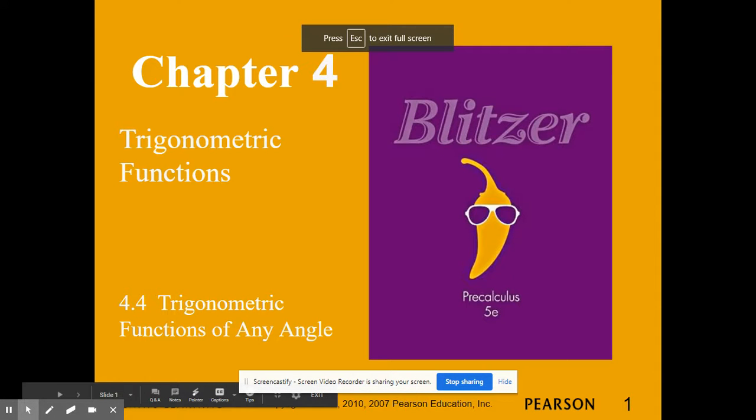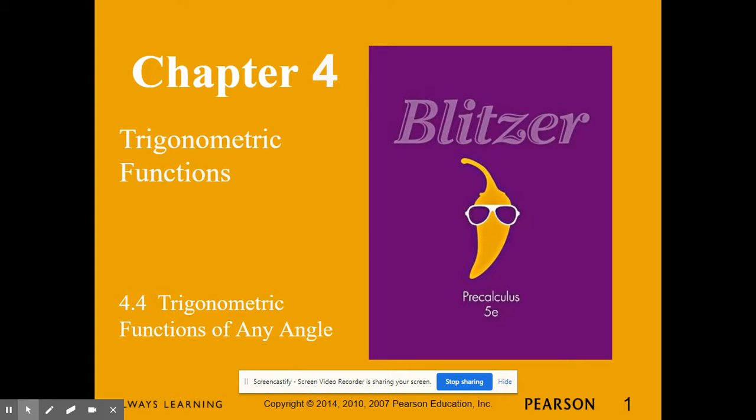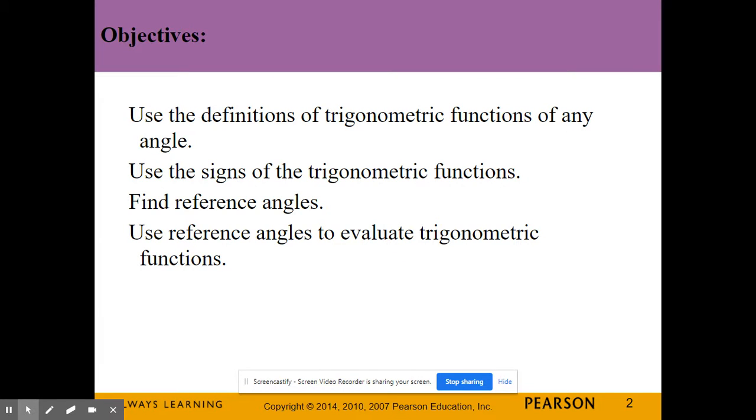Welcome to lesson 4.4. We're going to be looking at trigonometric functions of any angle. So objectives, we're going to use the definition of trigonometric functions of any angle, use the signs of the trigonometric functions, find reference angles, and then use reference angles to evaluate trigonometric functions.